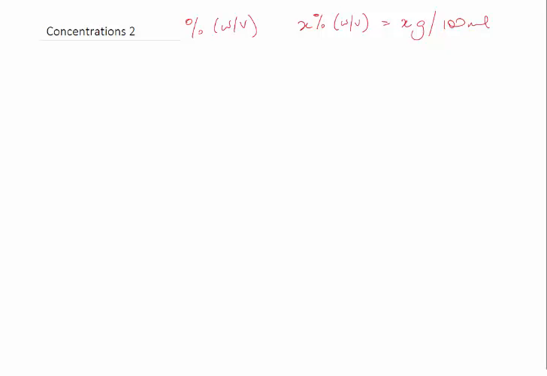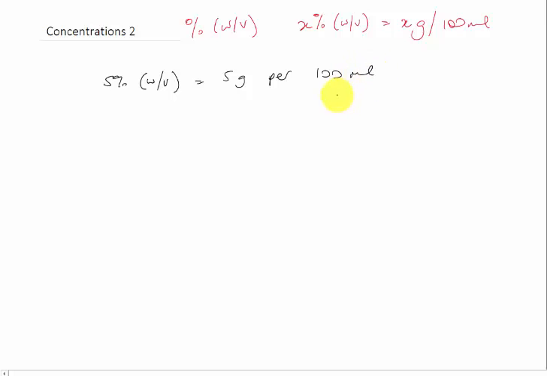So let me just show you an example. If we've got 5% weight per volume, that's how it's written with the brackets and the slash there. That means that's 5 grams for every 100 millilitres.